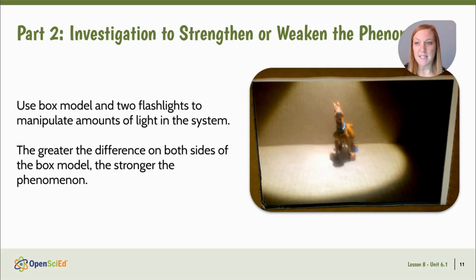For our key moments, part 2 is the investigation to strengthen or weaken the phenomenon. We remember from earlier lessons that sometimes the phenomenon of the one-way mirror was stronger when our light conditions were different. So we're going to use our box model and 2 flashlights to manipulate the amount of light in the box model to see when the phenomenon is more and less visible. And we figure out that when light on either side of the material is different, the phenomenon is stronger. So if we have bright light on one side and dark on the other, then that phenomenon is going to be stronger.